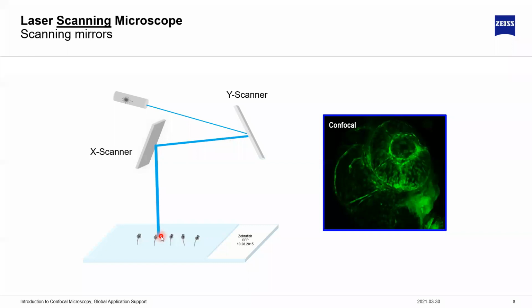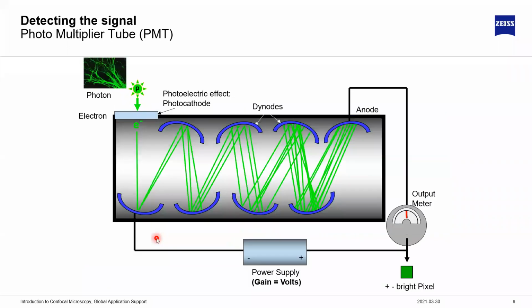The signal is coming back only from the focal plane of your sample, going to the pinhole, but we need to somehow detect the signal coming from your sample. So how do we do this? How do we detect the signal in the confocal microscope? We do that using different types of detectors, but all of them are in essence photomultiplier tubes.